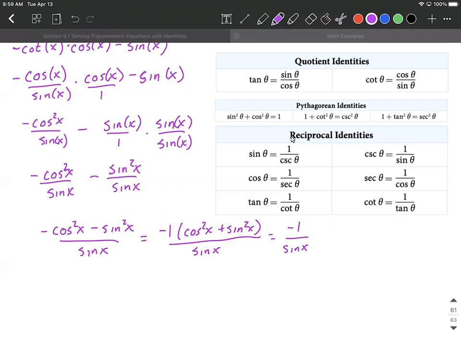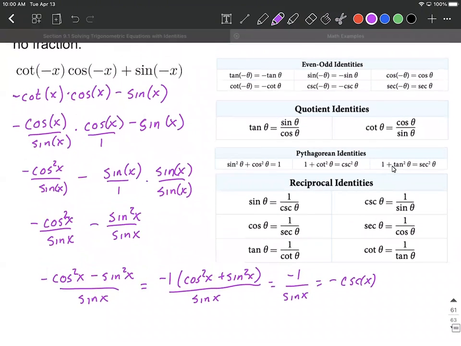Well, that leads us towards a reciprocal identity. So 1 divided by sine of x is going to be cosecant of x. That negative can simply come along out in front. So we're left with cosecant of x, or rather negative cosecant of x, which simplifies this down into a single trigonometric function without a fraction.